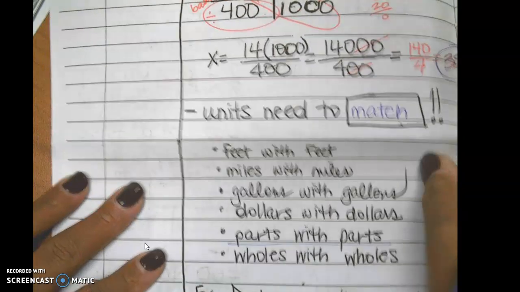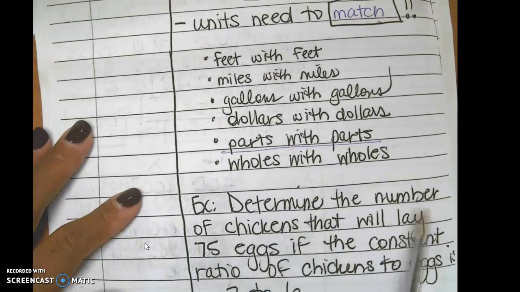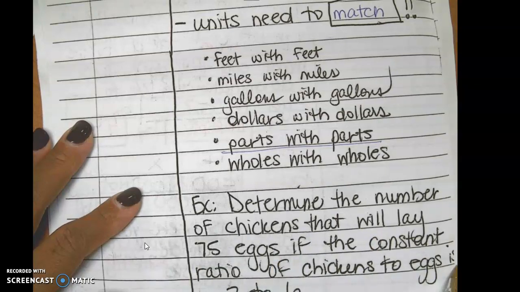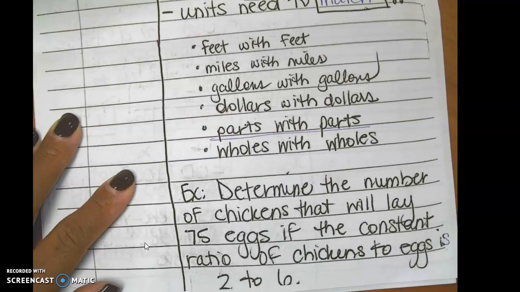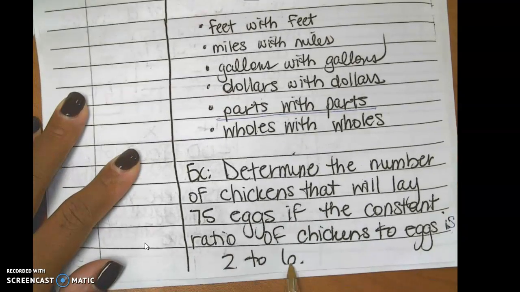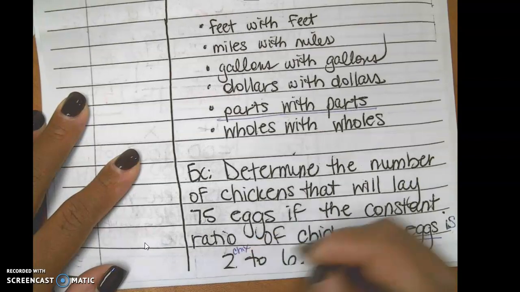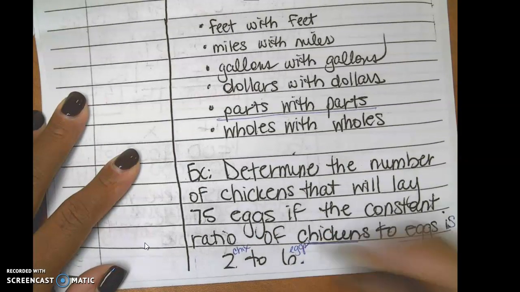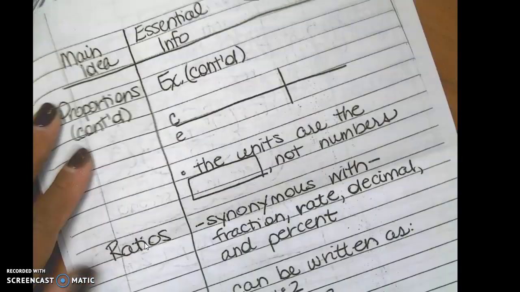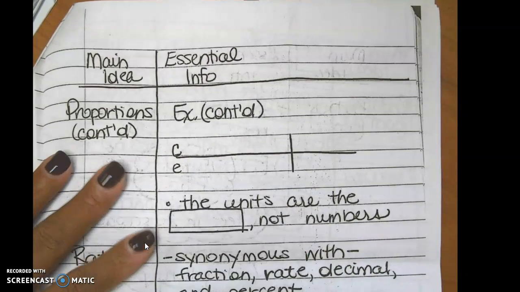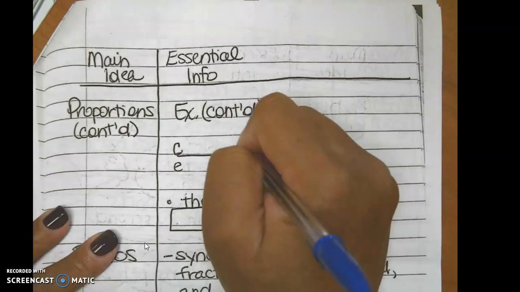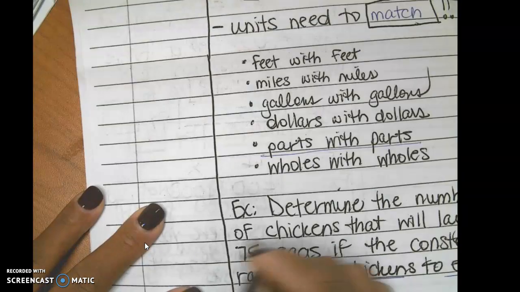Okay? So for the next example, it says determine the number of chickens that will lay 75 eggs if the constant ratio of chickens to eggs is, make that an S, 2 to 6. So chickens and eggs. This is 2 chickens and this is 6 eggs. Okay, so come over here. Look, I've got chickens and eggs. So the ratio that they give me is 2 and 6, and I want to know how many chickens will lay 75 eggs.